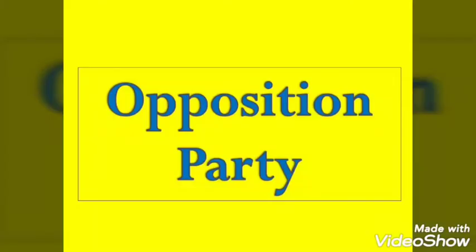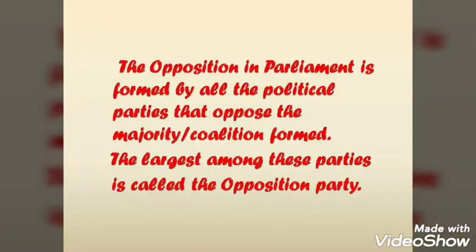The people who are not winning, the others who are opposing the ruling party, who are seeing the ruling party in a critical way, who analyze and show their mistakes, are known as the opposition party. This I will tell you with an example.